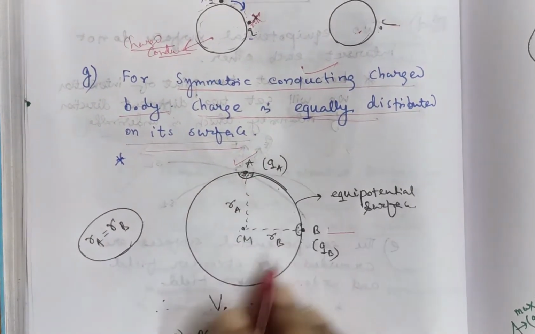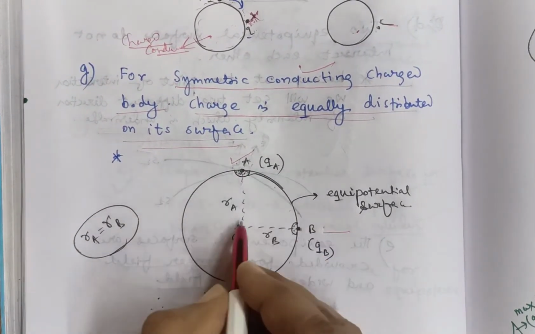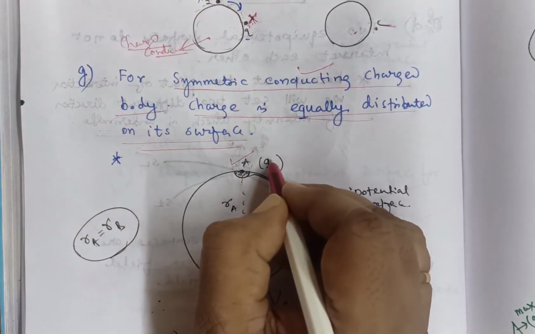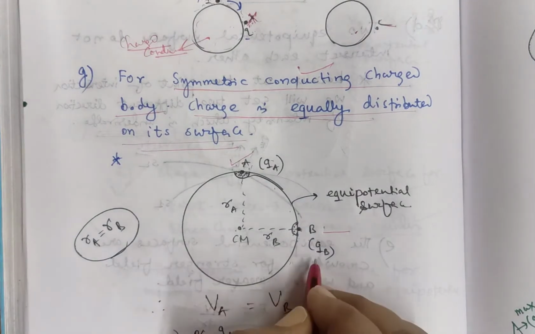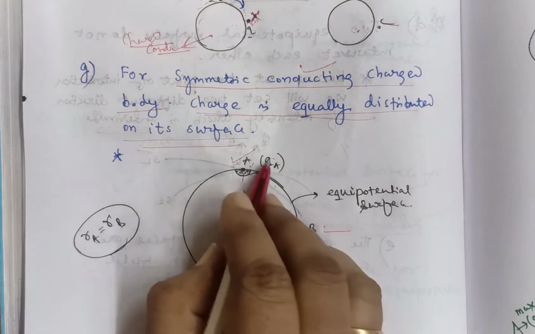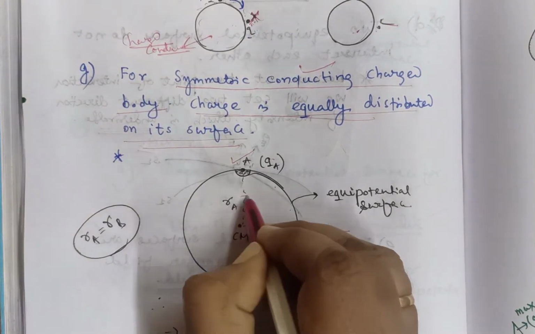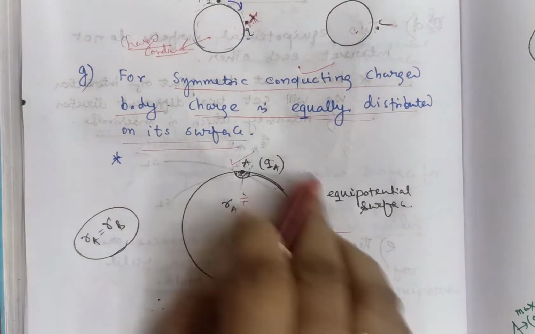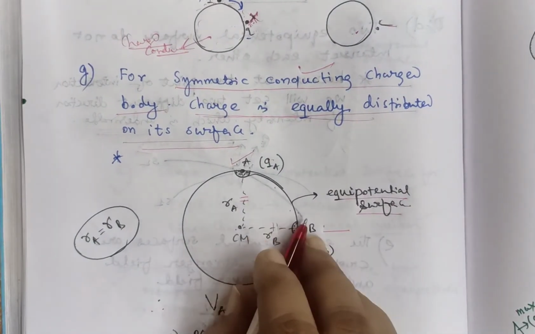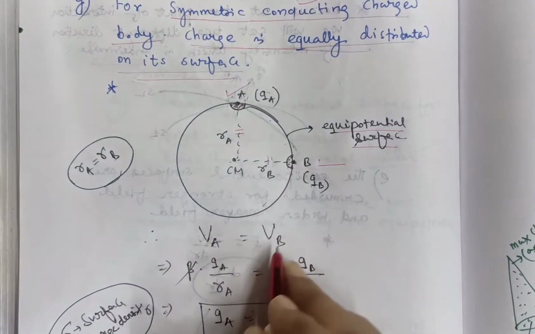Let's see the figure. This is a spherical conducting body. This is the center of mass. We are taking two points A and B, with the same portions of the element taken from A and B. Let an amount of charge QA be deposited here and another amount of charge QB be deposited at B. We do not know whether QA is equal to QB or not. First, think: RA must be equal to RB because this is a symmetric conducting body. And the surface is an equipotential surface because it is a conductor. As it is an equipotential surface, the potential at A must be equal to the potential at B.